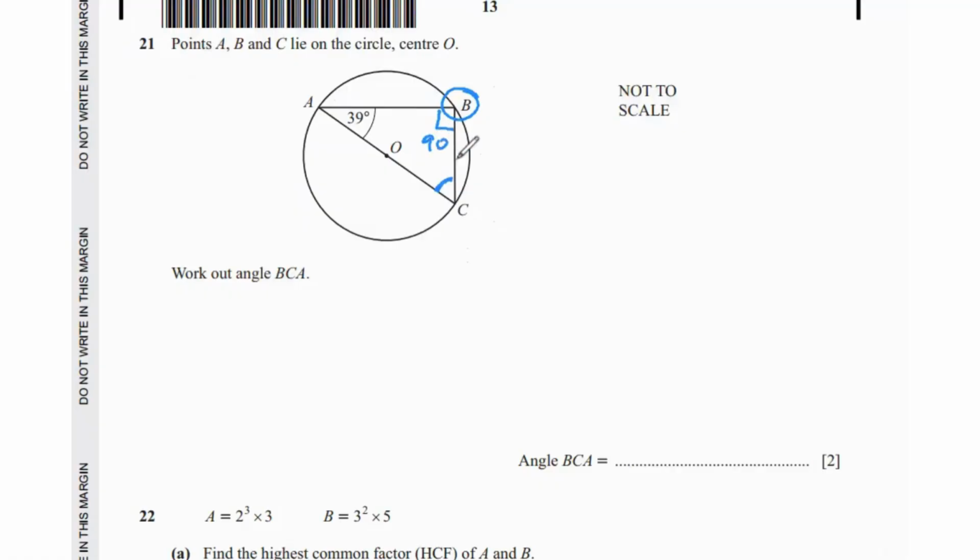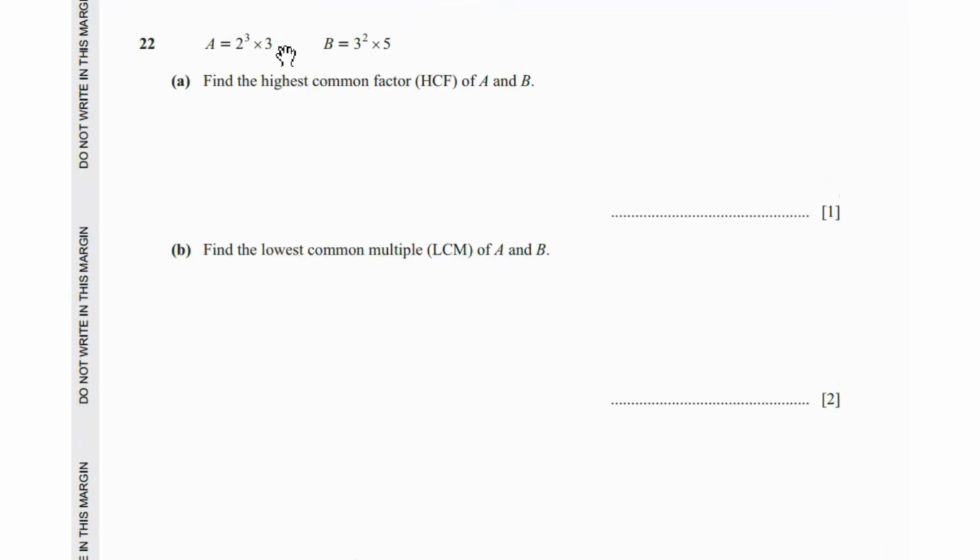So this is 90. Angle BCA is going to be 180 minus 90 minus 39. Sum of angles for a triangle is 180 degrees. So using that, we just subtract 90 and 39 from it. And that gives us angle C, which is 51 degrees. That is your answer. Then it says A equals 2 cubed times 3 and B equals 3 squared times 5. Find the highest common factor of A and B.